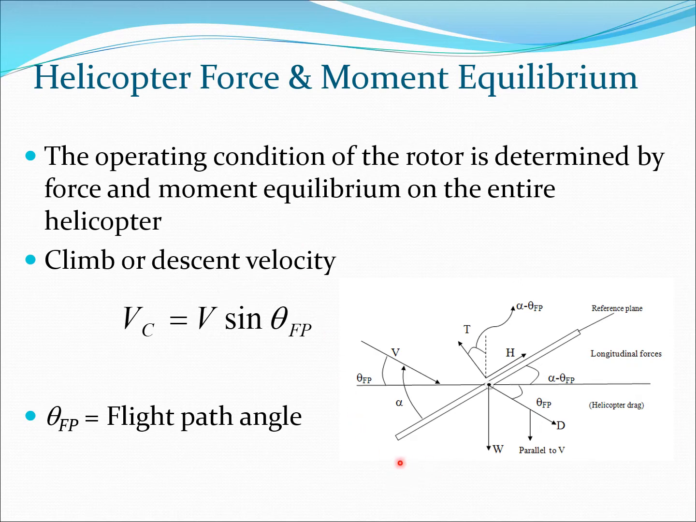So before we go there, let's take a look at the rotor disc, and we have a certain velocity coming at the rotor, and this velocity is given by V. So now this V essentially can be split into two parts. One of them is in this direction here, and the second is in the vertical direction. So the vertical velocity would be equivalent to a climb velocity. So that would be Vc is V sine theta_FP. Now theta_FP is the flight path angle. So that's given by this value here. And so we'll look at this diagram in detail in the next slide.